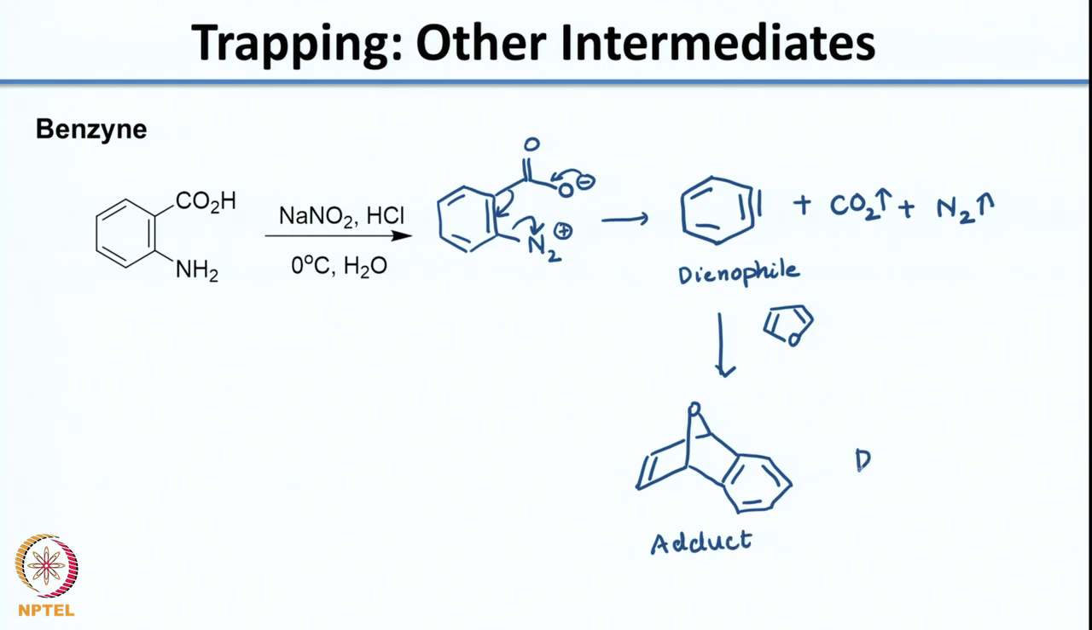Now given the fact that this is a Diels-Alder reaction, you have your diene and your dienophile. Looking at the structure of the adduct, you know that the intermediate formed is a benzyne. So this is a nice method for you to figure out that the benzyne intermediate was actually formed. Otherwise, it's so reactive that it is very difficult for you to isolate the benzyne. And this example also shows you a very elegant method to generate the benzyne.